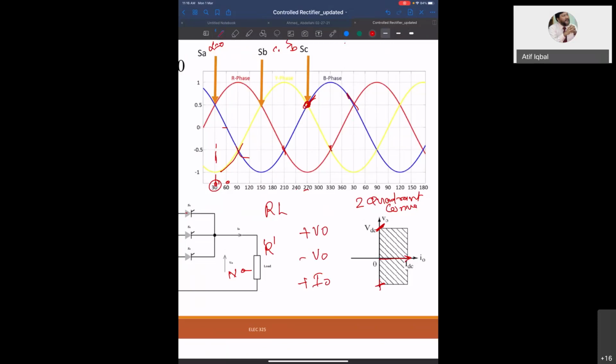Now, what happens when you have 90 degrees, when your alpha is 90 degrees? Where will you start?